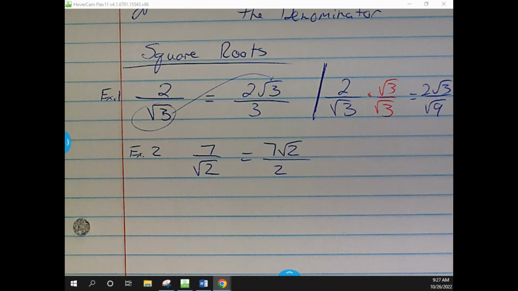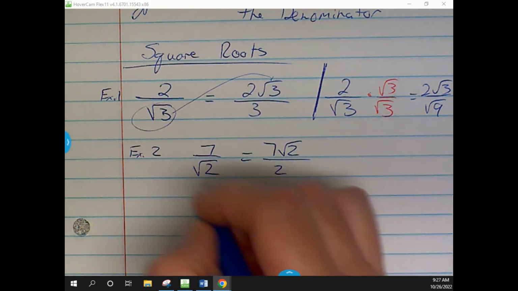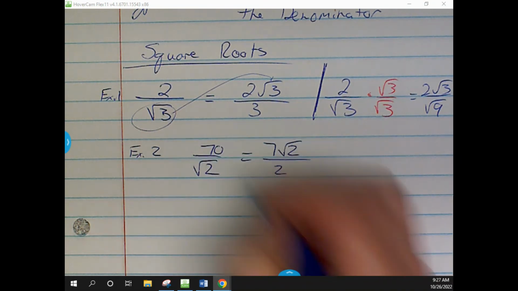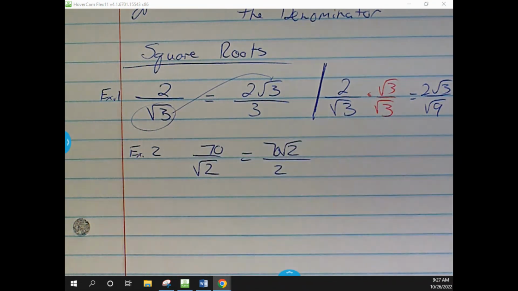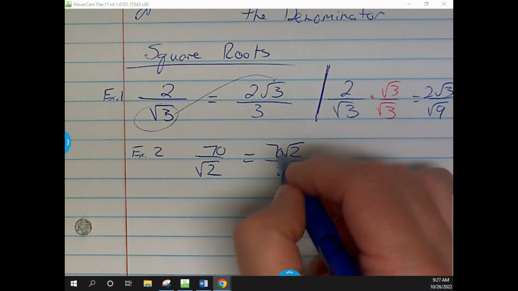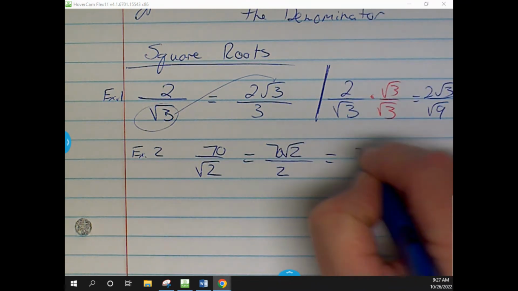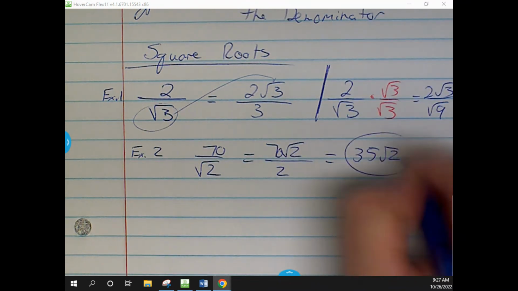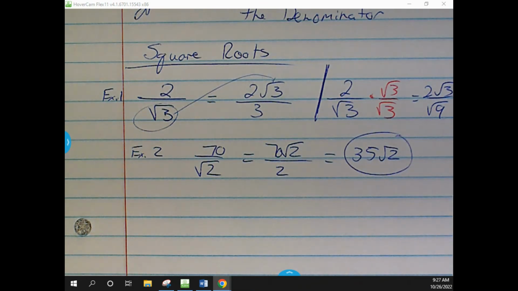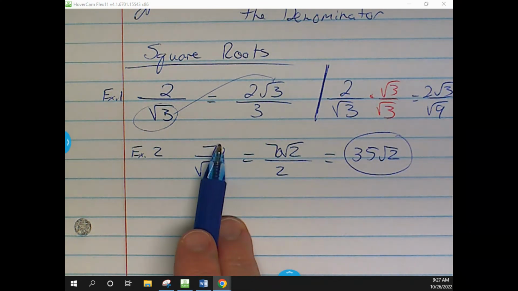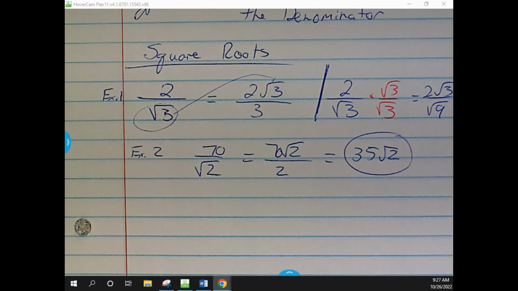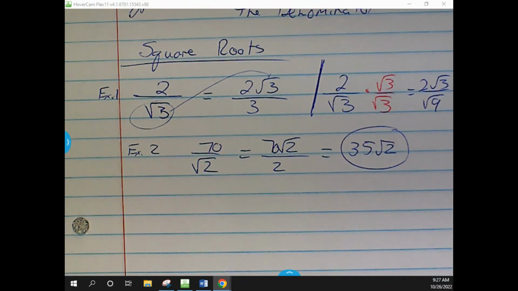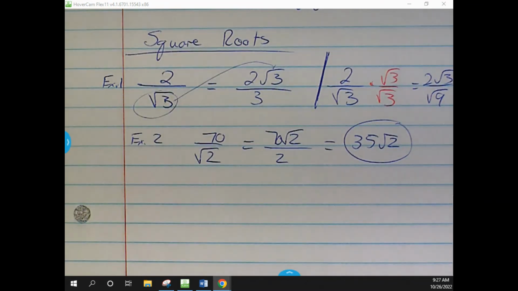Will we ever simplify the fraction? Yeah, so if this had been 70 square root of 2, you'd have 70 square root of 2 over 2. You could take 70 divided by 2 and make it 35 square root of 2. So depending on the numbers, you may have to simplify a little bit. If that was just a 7, obviously you wouldn't, but if it was 70, then you could simplify that.